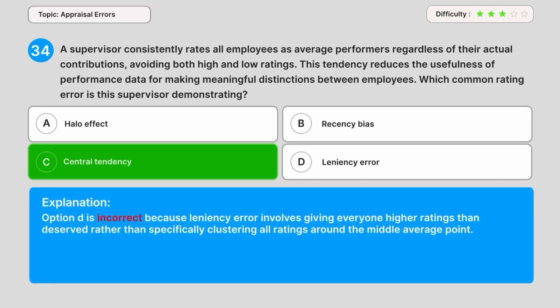Option D is incorrect because leniency error involves giving everyone higher ratings than deserved rather than specifically clustering all ratings around the middle average point.